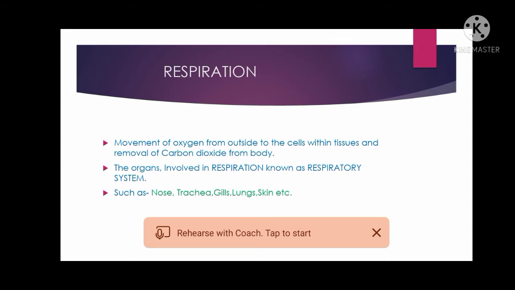Cellular respiration is the one in which the glucose molecule is broken down into carbon dioxide, ATP and energy, and this metabolic process is known as cellular respiration. And the organs involved in respiration make up the respiratory system, such as nose, trachea, gills, pharynx, lungs, skin, etc.